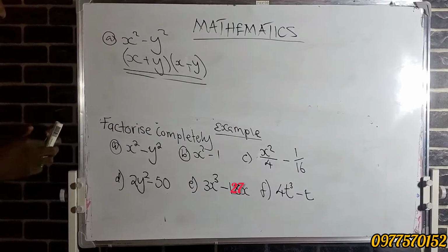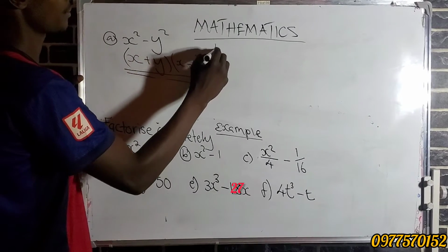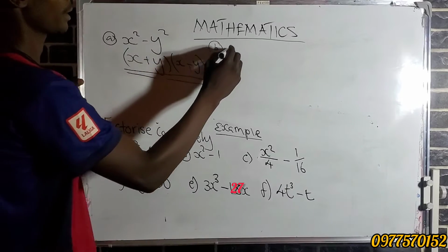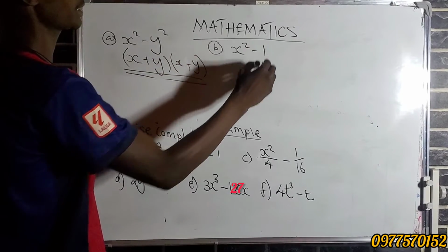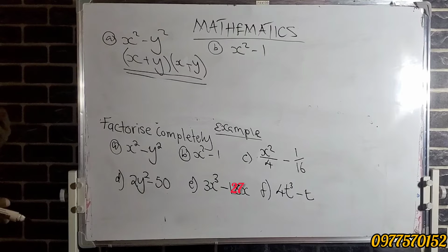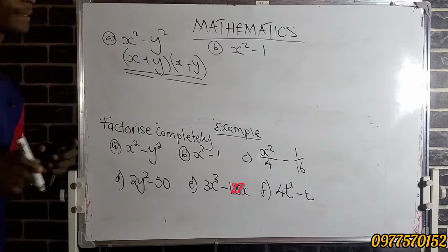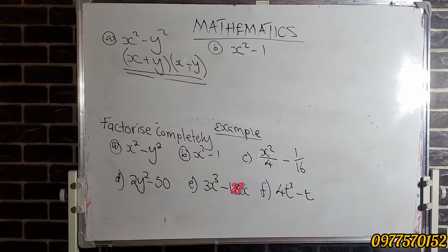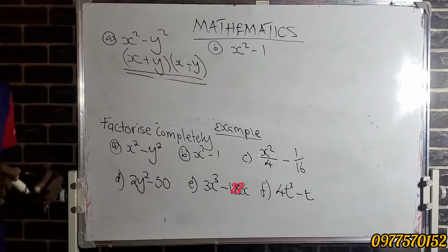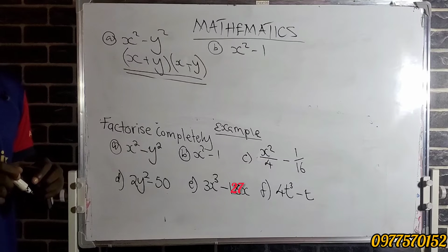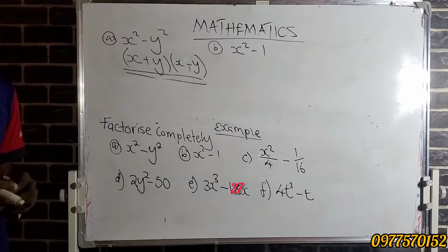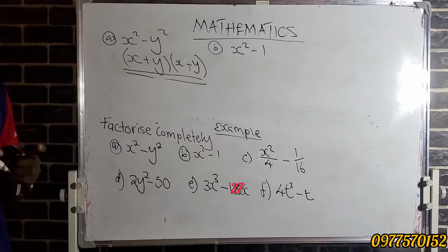We go to B, yeah? So B is saying x squared minus 1. The first one, do you have two terms? Yes. You have two terms, right? Yes. And then the other question I may ask is, are the two terms separated by minus? Yes. Now, are both terms squared? No. Okay. Are you sure? Yes.